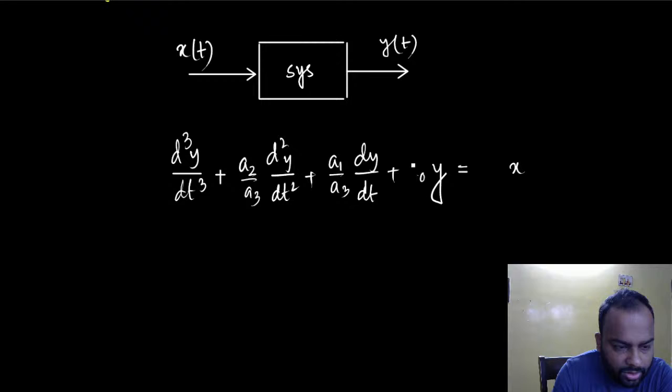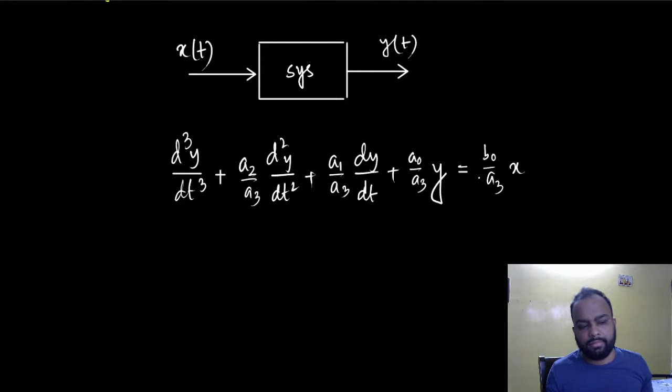This becomes a0 by a3. This becomes b0 by a3. Okay, so in the mathematical, in the differential equation itself, I can divide everything by a3. Okay, and as such, this is just a constant, right?